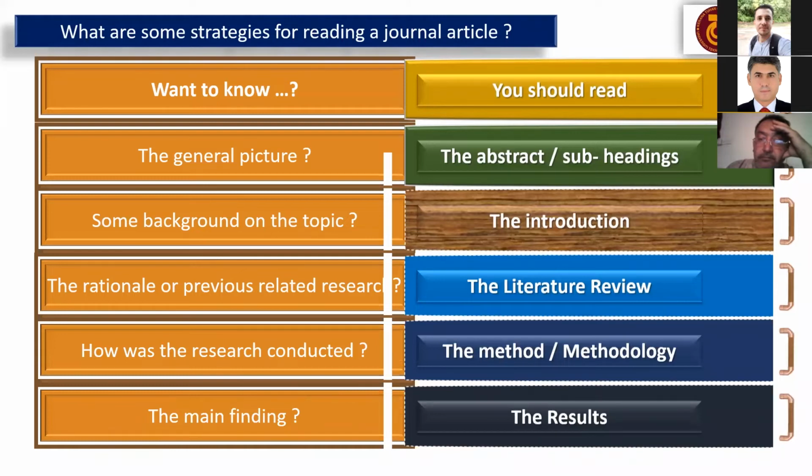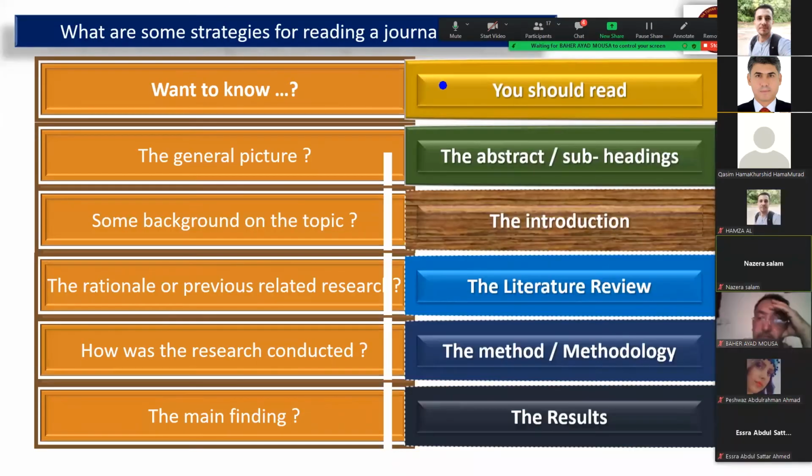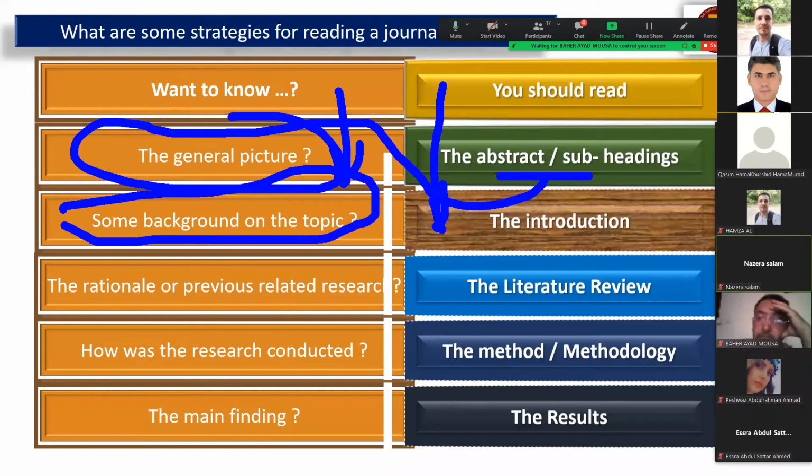So what should we read to find what? It's very easy. If I read the abstract and subheadings, I can find the general picture about the article. But if you need to find some background on the topic, you must read the introduction.